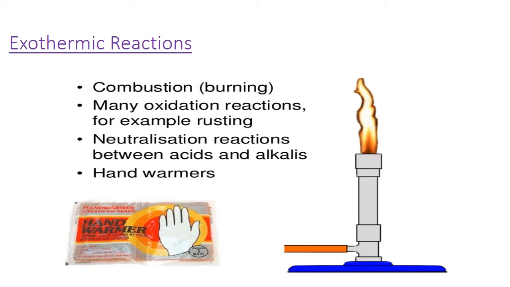If we move to some examples of exothermic reactions, combustion or burning, you know that it produces a lot of heat, so it is an exothermic reaction. Also rusting, it is an oxidation reaction, so rusting is also an exothermic reaction. And also the neutralization reactions, which occur between acids and alkalis, where salts are produced, are also exothermic reactions.